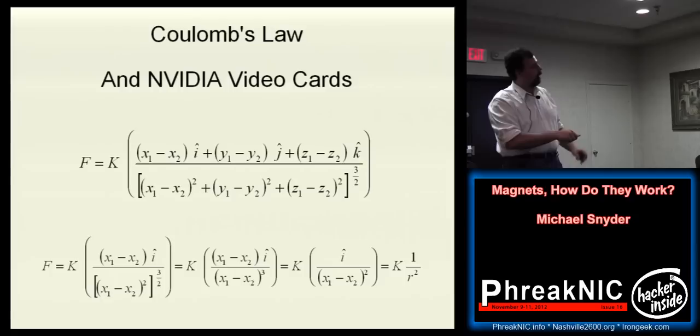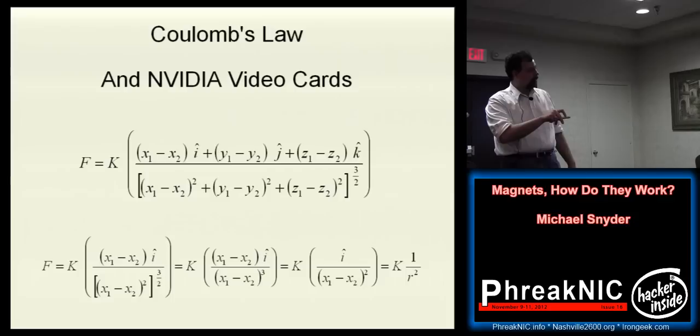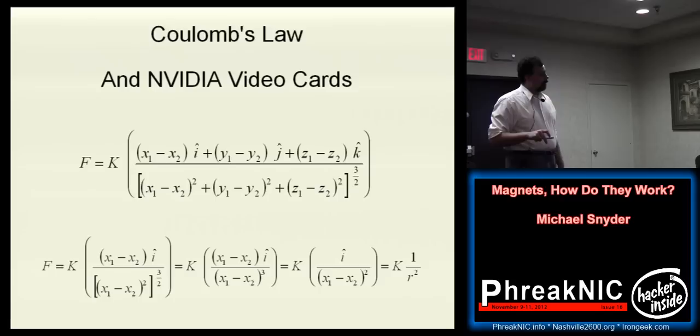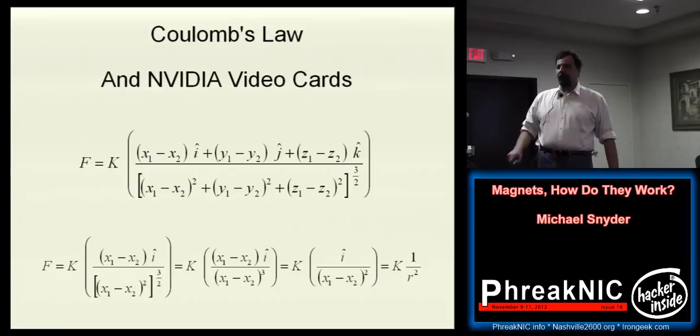Now, how to check this? If we say Y1 equals Y2, Z1 equals Z2, then you'll see these go to zero, that goes to zero, everything goes to zero except for this bottom equation. So X1 minus X2, X1 minus X2 squared raised to the 3 over 2 power, and if we simplify the powers, it drops down to the direction of X1 minus X2 squared. We'll say let r equal X1 minus X2, and we'll end up with 1 over r squared. Hey, it's inverse square law.